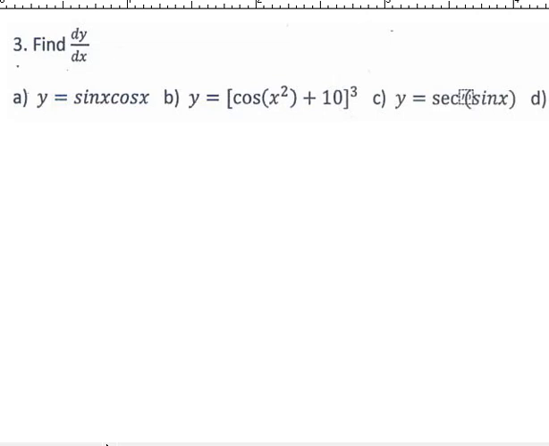Okay, let's do number 3. Here we want to find some derivatives. Okay, so for A, we're going to do the product rule.